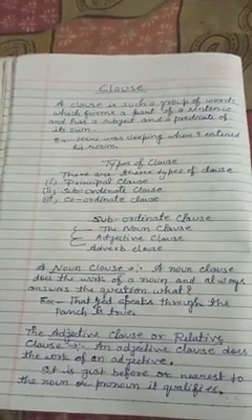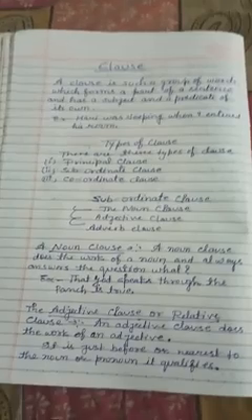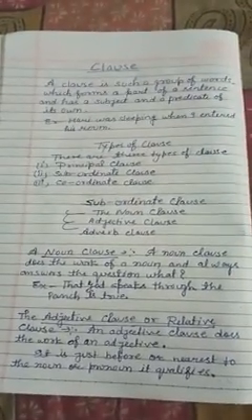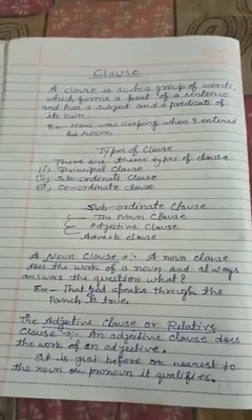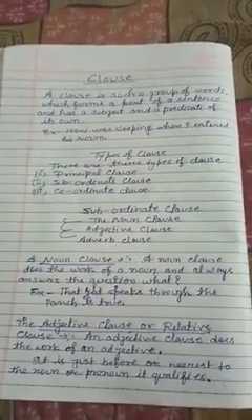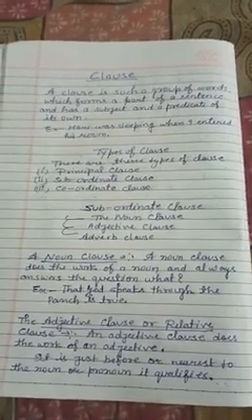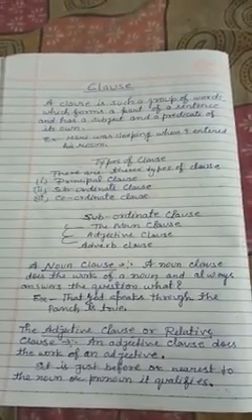Subordinate clause. What is the subordinate clause? This topic is important for the students of class 6th and 7th. The parts of a subordinate clause are the noun clause, adjective clause, and adverb clause. Let's understand what a noun clause is.